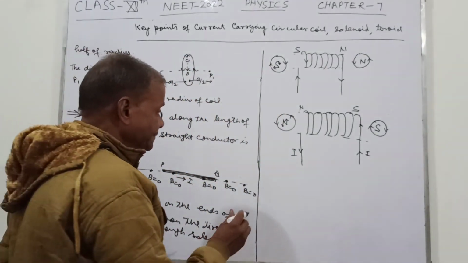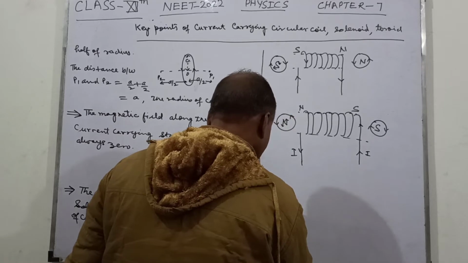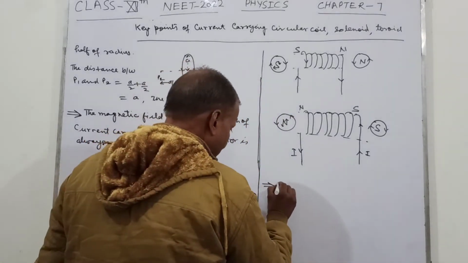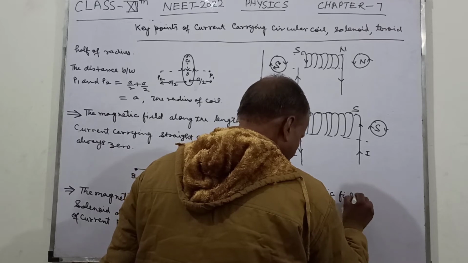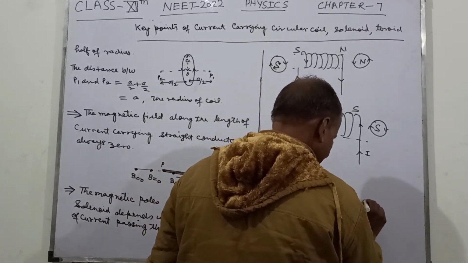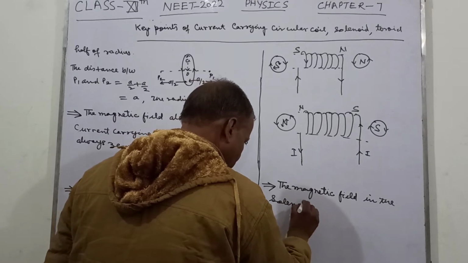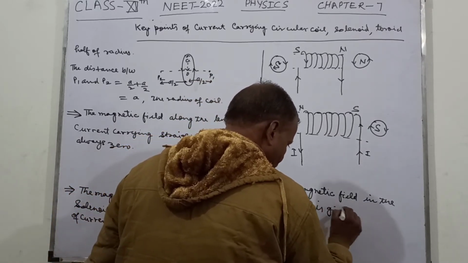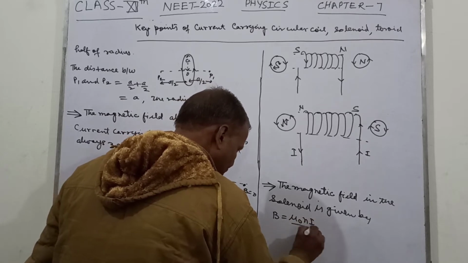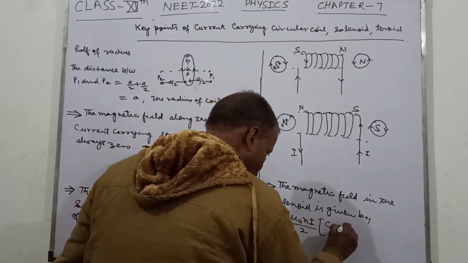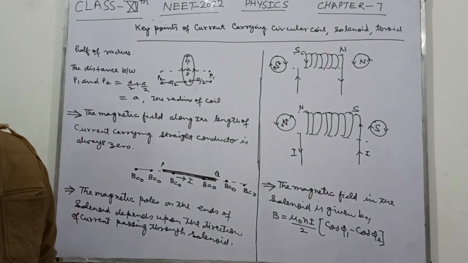And now the magnetic field. The magnetic field in the solenoid is given by B equal to mu naught Ni upon 2 into cos phi 1 minus cos phi 2. This is the general formula. And how to apply this one?